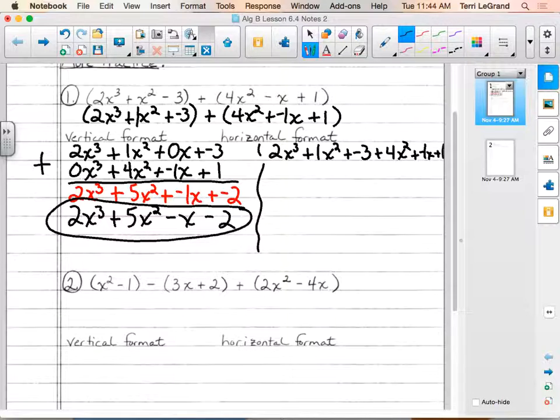Okay, instead of placeholders, when we're doing it horizontally, what do we do? We just rearrange them, yeah. We put them in groups of like terms, starting with the highest degree. So we already determined that 2x cubed was the highest degree. And we look to see, are there any other x cubes to group with it? No, so we can move on and we say, okay, x squareds would be next. So x squareds, there's a 1x squared, and further down the line, there's a plus 4x squared.